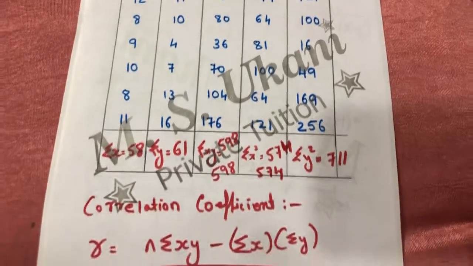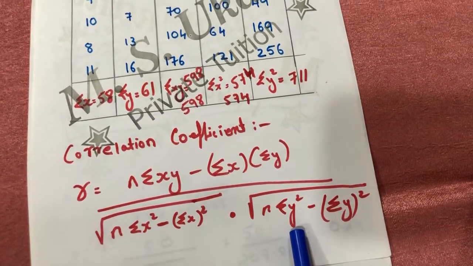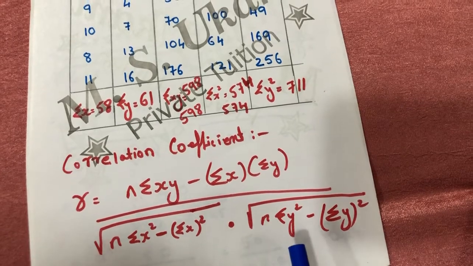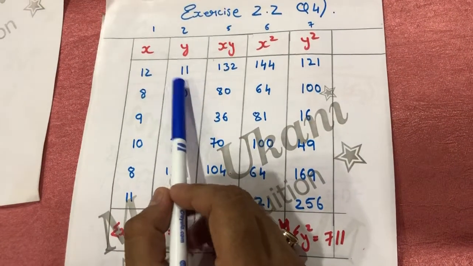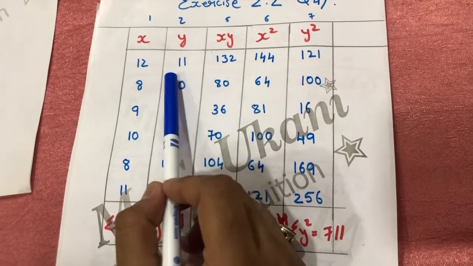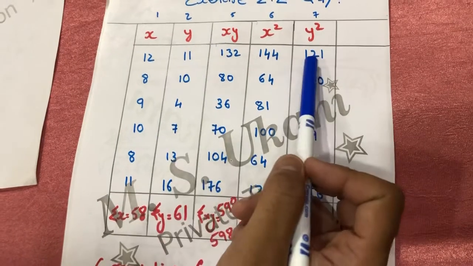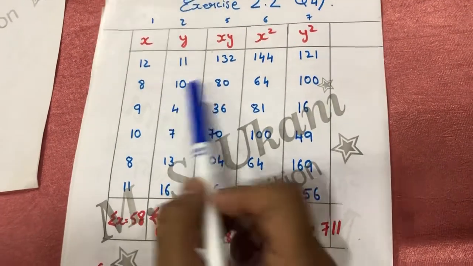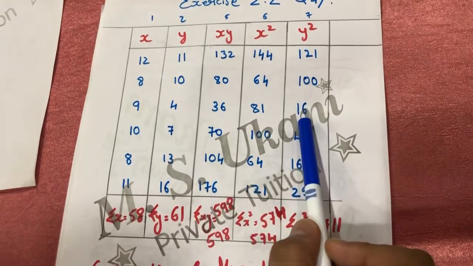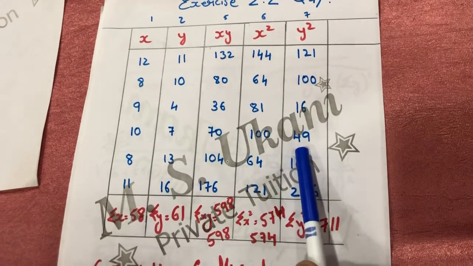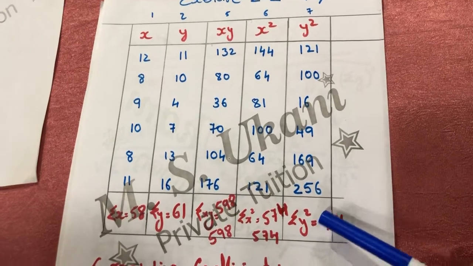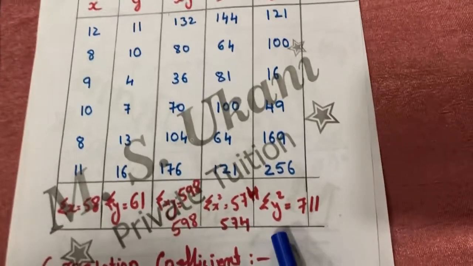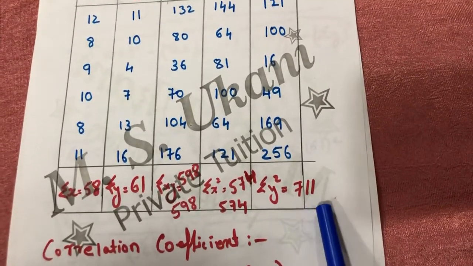In the same way, observe the formula, here it is y square. So we have to make the last column, that is y square. Y square means we have to multiply 11 by 11, that is 11 square will be 121. 10 square will be 100. 4 square will be 16. 7 square will be 49. In this way we will add the last column, so we will get summation y square will be 711.